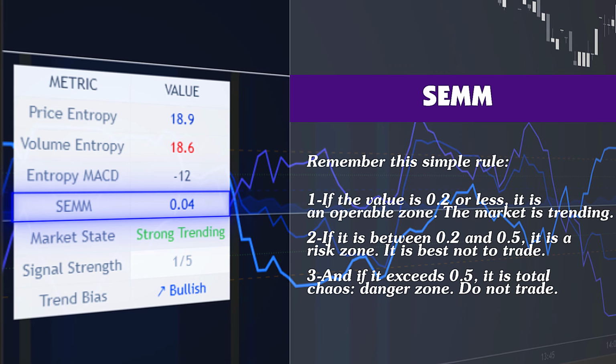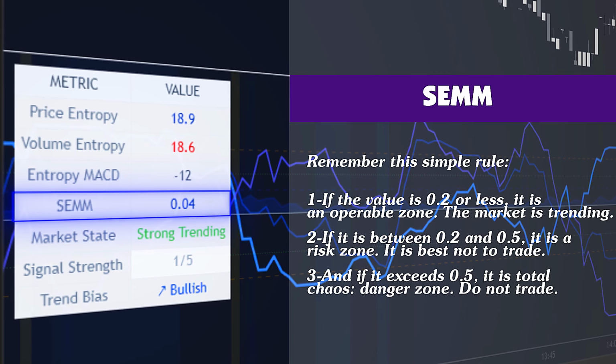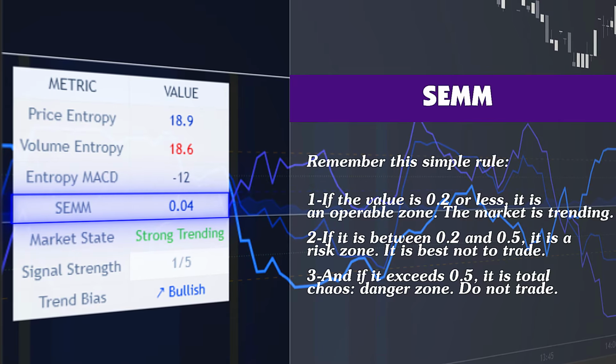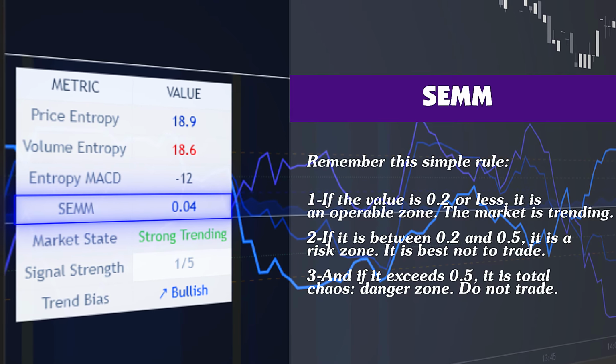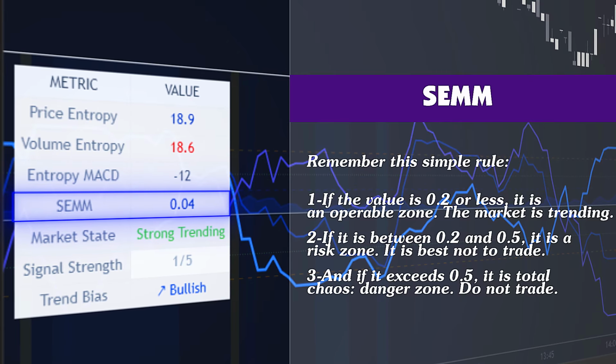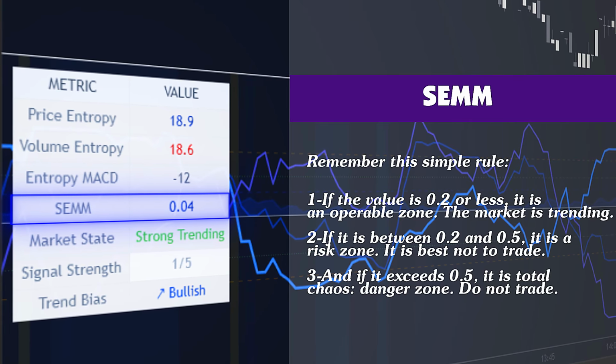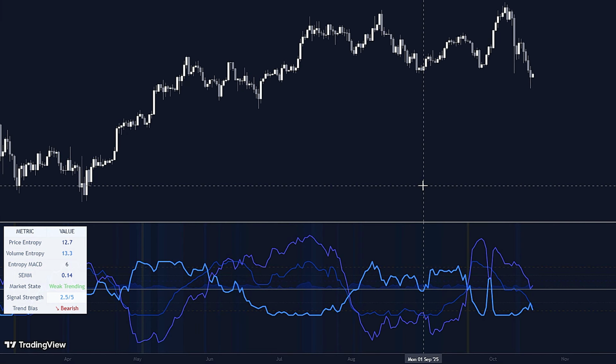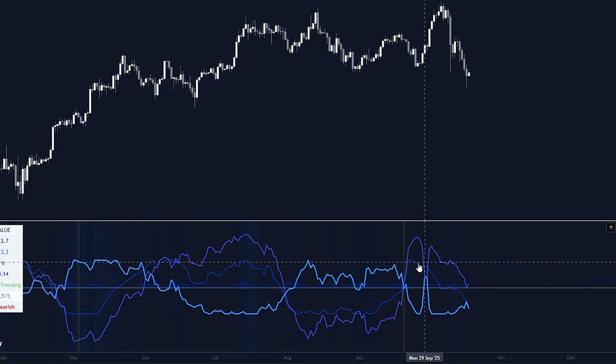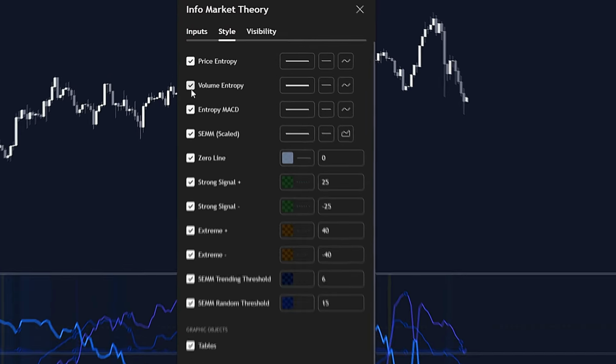Remember this simple rule. If the value is 0.2 or less, it is a tradable zone. The market has a trend. If it is between 0.2 and 0.5, it is a risk zone. It is better not to trade. And if it exceeds 0.5, it is total chaos, danger zone. Do not trade.